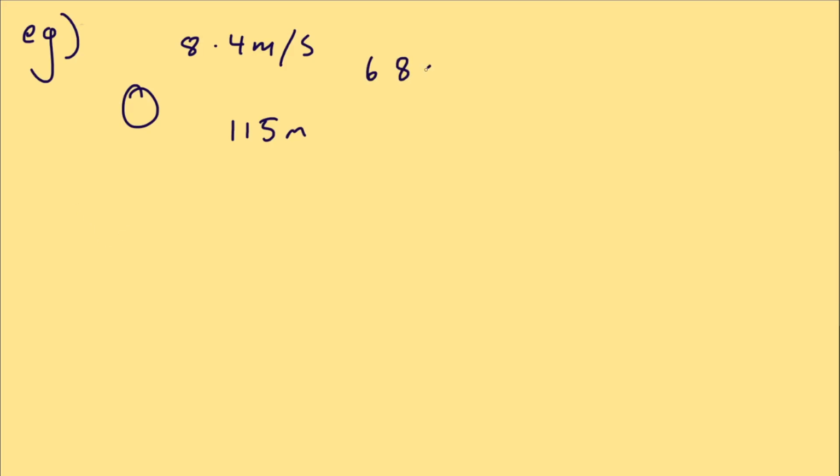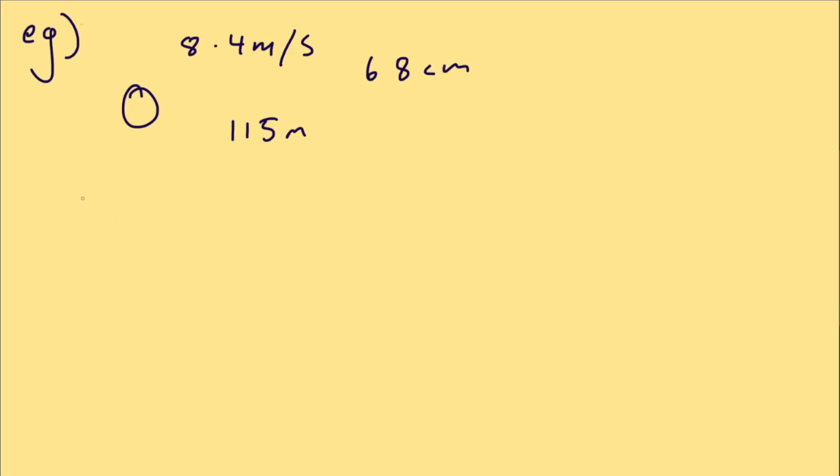Let's go through an example problem. You're riding a bike and your tire moves at 8.4 meters per second. You brake and roll to a stop in 115 meters. And the bike tires are very solid, they're very grippy, and there's no slip. That means we're rolling without slipping. And by the way, the diameter is 68 centimeters.